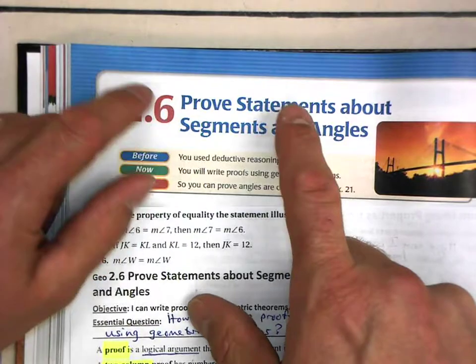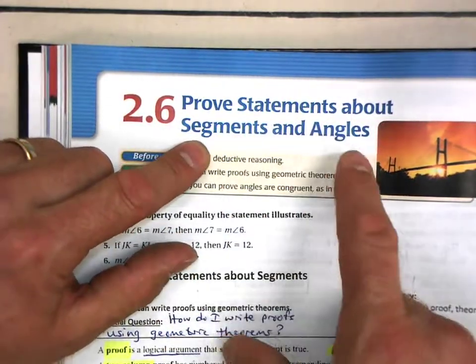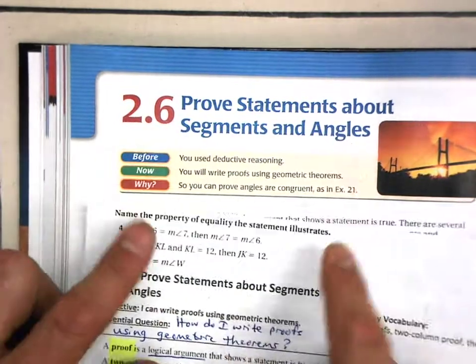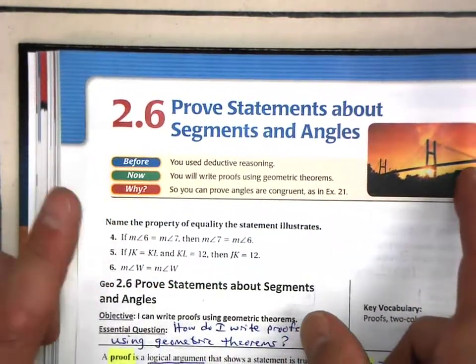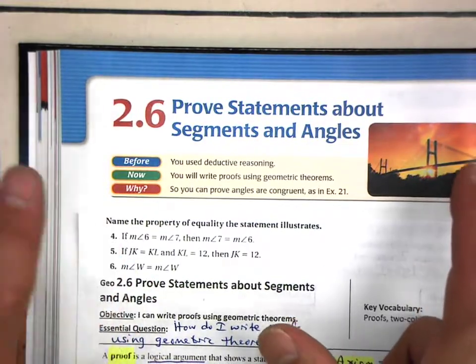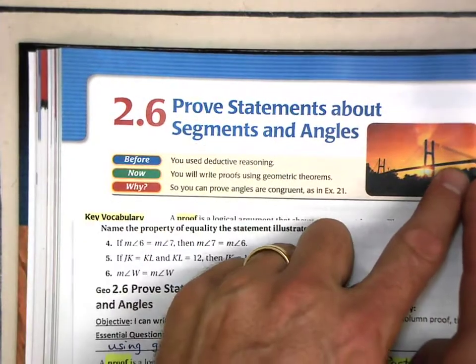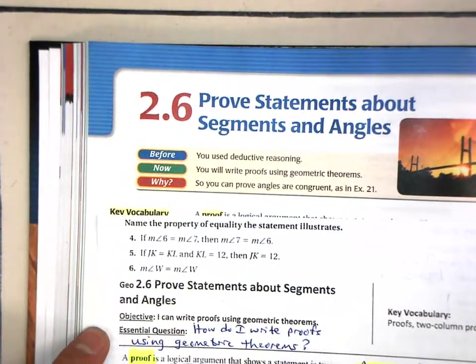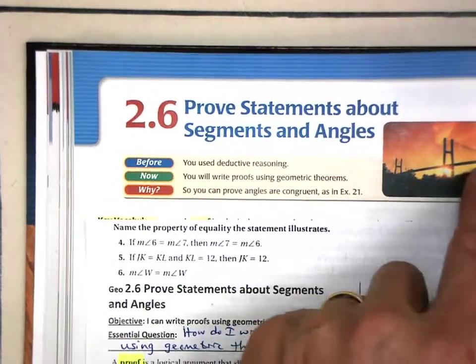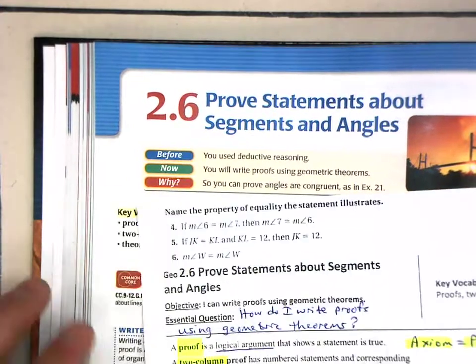Probably should start over. No, let's keep on going. Prove statements about segments and angles. Okay, and what does this picture have to do with this? I don't know. I think this is a bridge. This section is a bridge to greater knowledge. If you understand this section, you will be going to new territory over this wonderful bridge. You'll be transiting, using the transitive property, will transit you across this bridge. Is that close enough? Yeah, whatever.